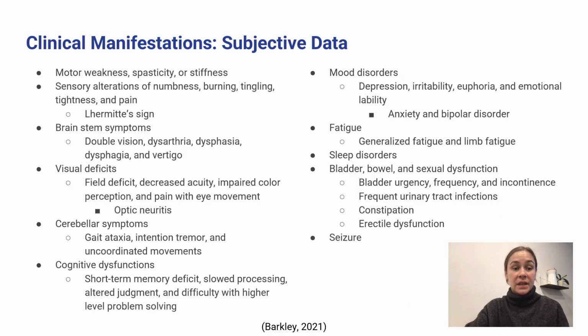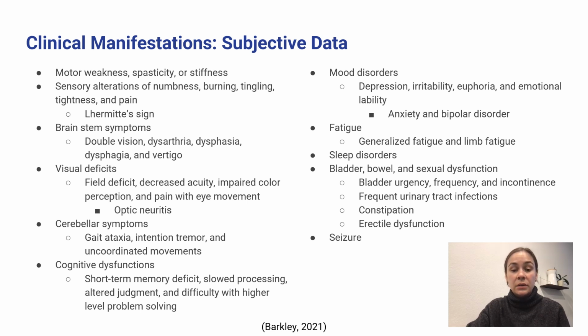For the clinical manifestations of multiple sclerosis, the subjective data includes motor weakness, spasticity, or stiffness, sensory alterations of numbness, burning, tingling, tightness, and pain. An individual can have Lhermitte's sign, which is an electric shock sensation often induced by flexion or other movements of the neck. You can have brainstem symptoms including double vision, dysarthria, dysphagia, and vertigo. You can have visual deficits including field deficit, decreased acuity, impaired color perception, and pain with eye movement. Some individuals will have optic neuritis.